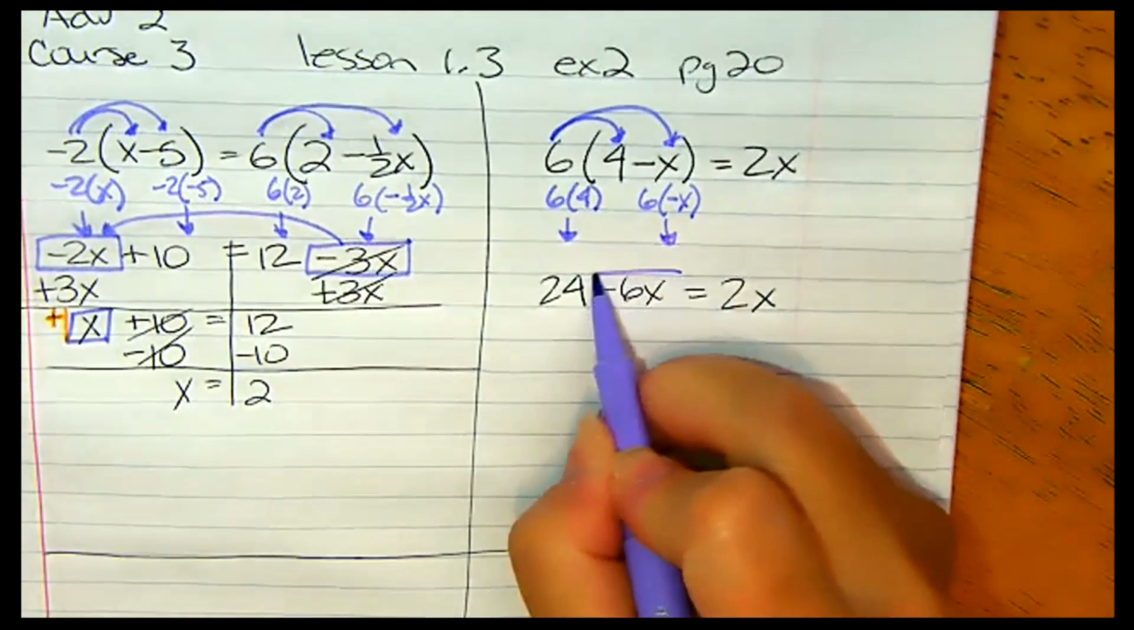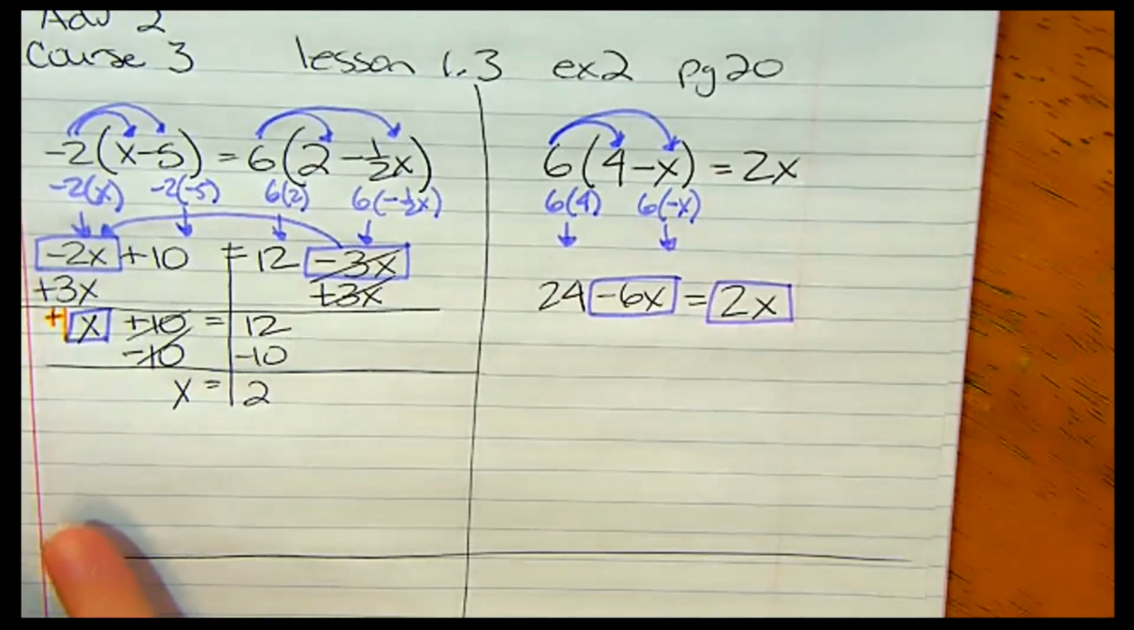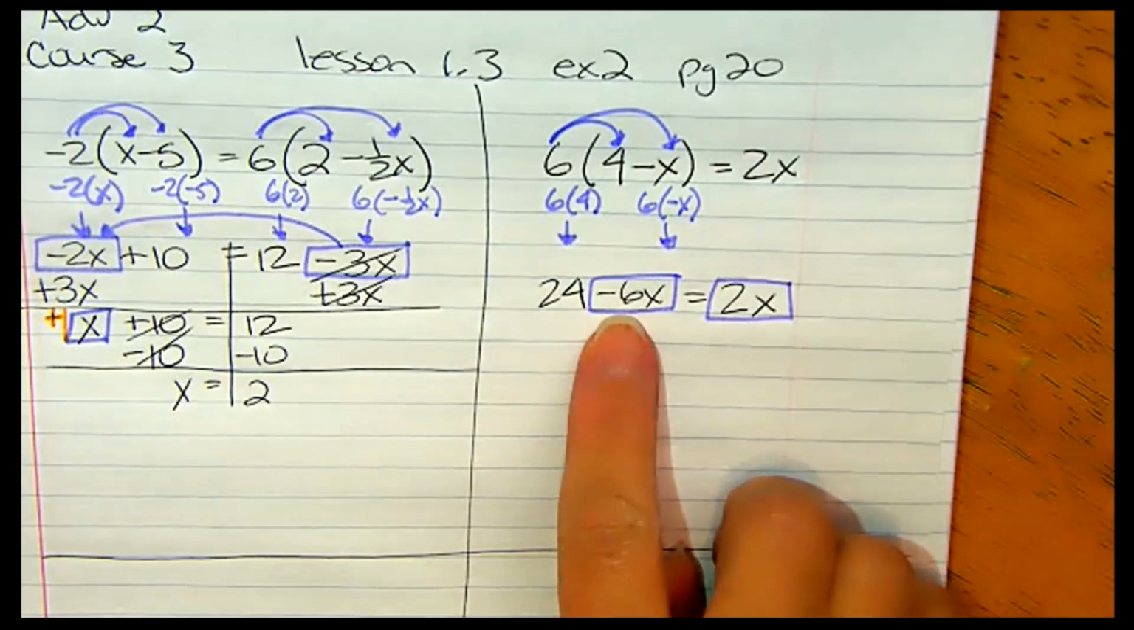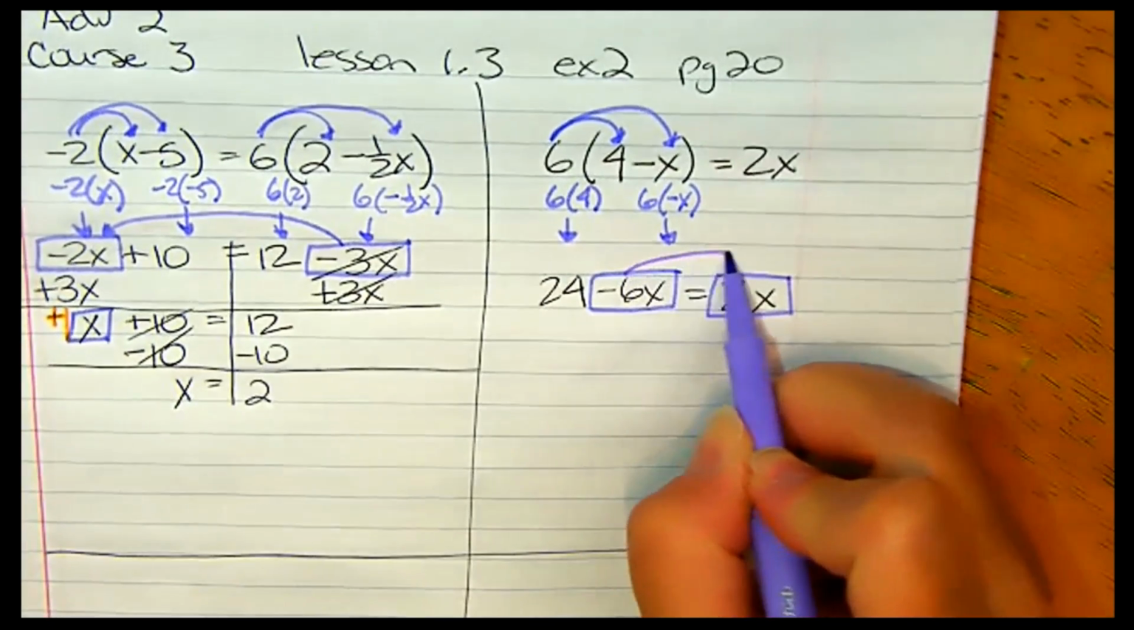Now I need to isolate my variables. So in this case, since I have a constant and a variable on the left and just a variable on the right, I'm going to move this to the right.